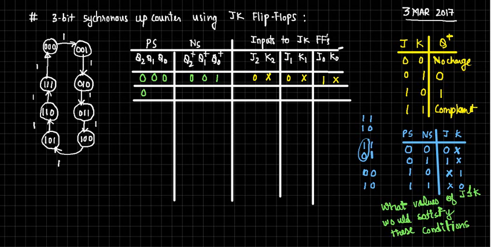You complete this table. 0 0 1. If the present state is 0 0 1, we want the next state to be 0 1 0, right? Simply complete that. So what are the JK values? 0x. What about here? 1x. What about here? 1 0 1 0, yeah, x1. Yeah, and so on. You complete this quickly.